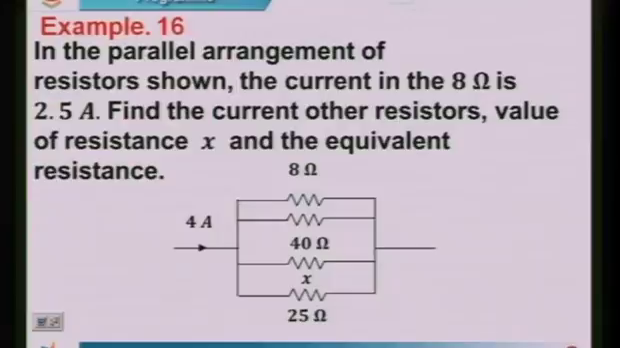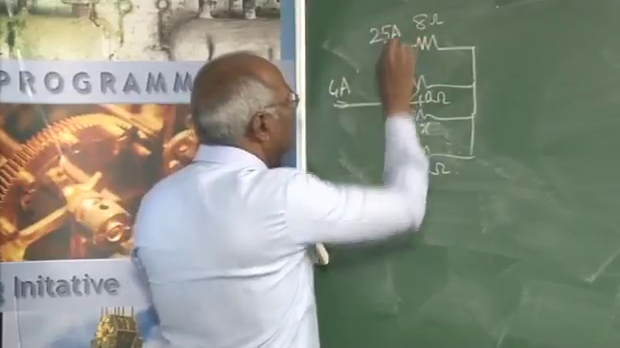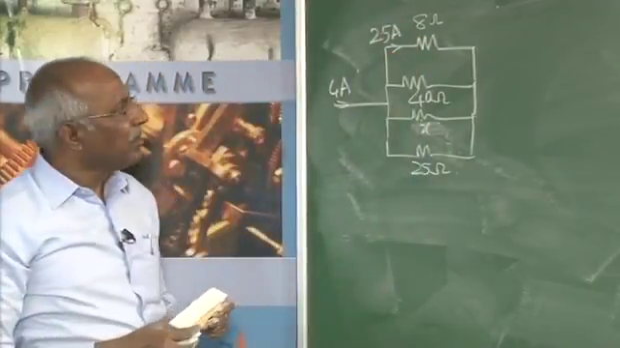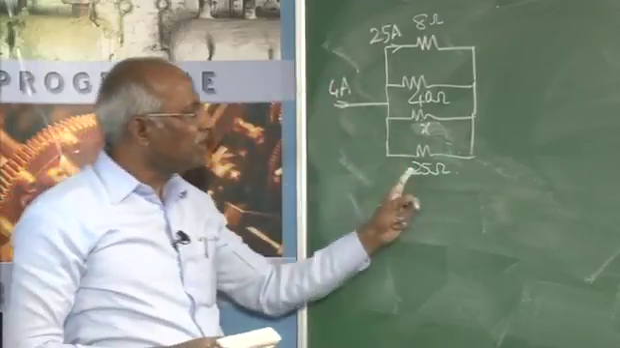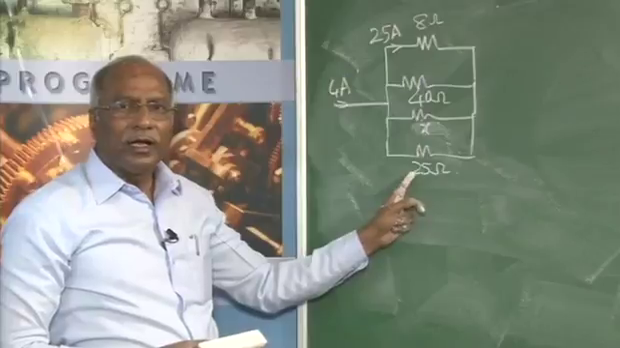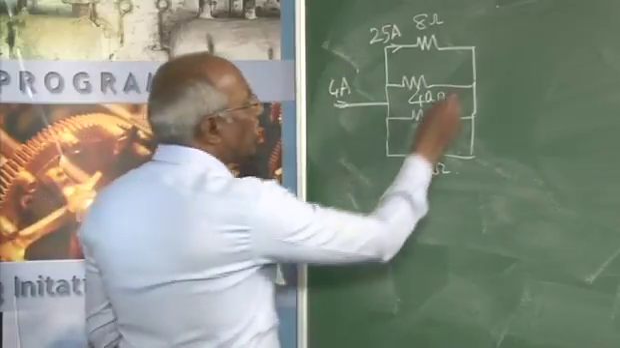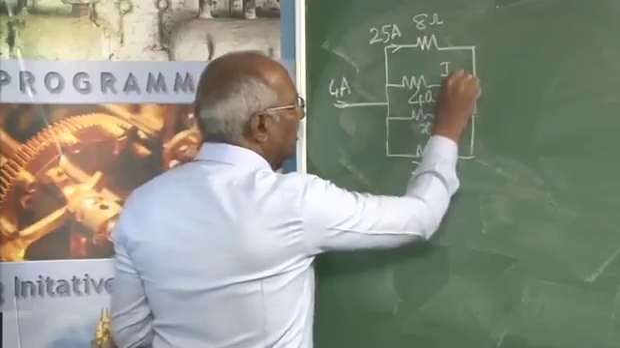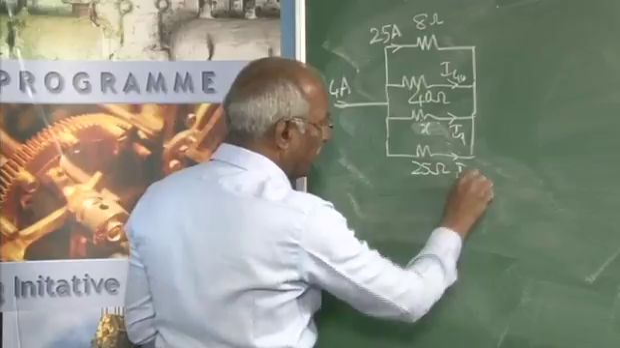In the parallel arrangement of the resistors shown, the current in the 8 ohm resistor is 2.5 amperes. So, once I know this current, I know the voltage across this also. It is required to find out the current in the other resistors. I will call these I40, Ix and I25.